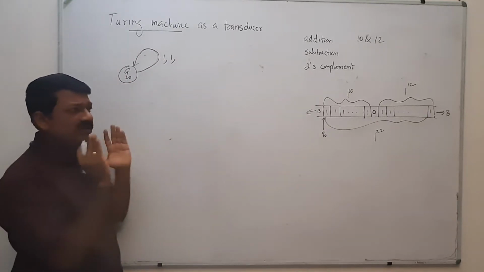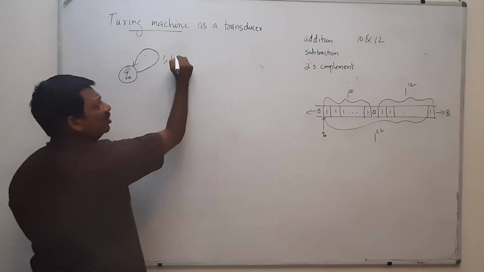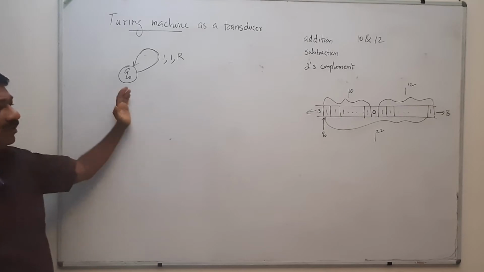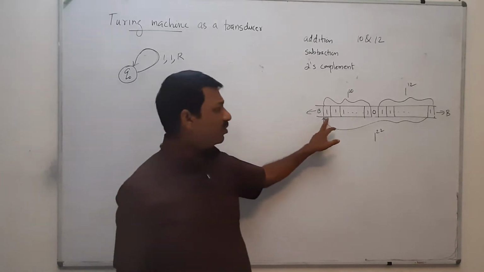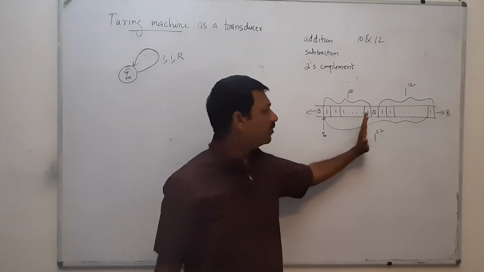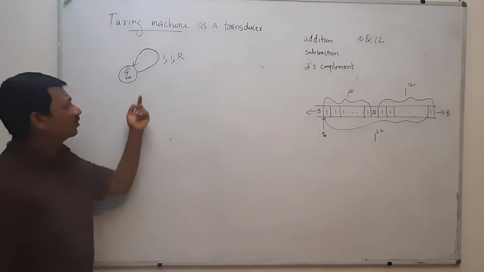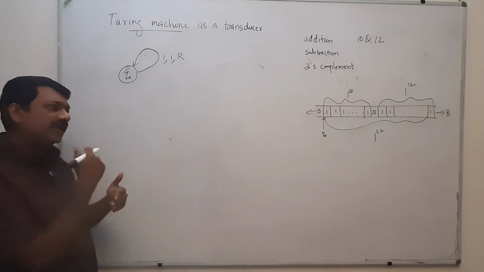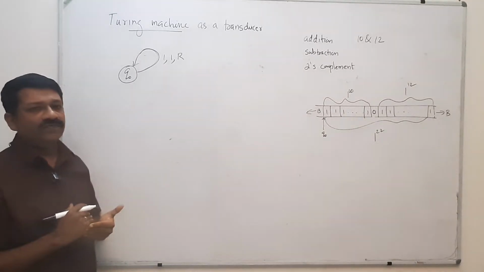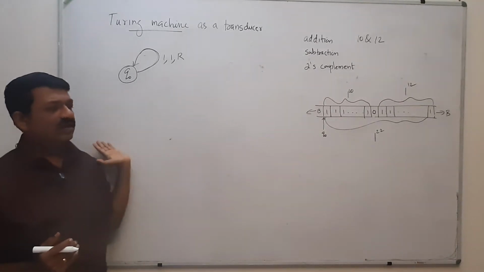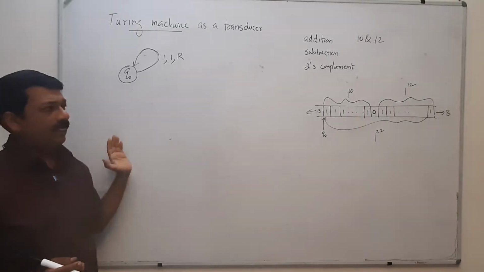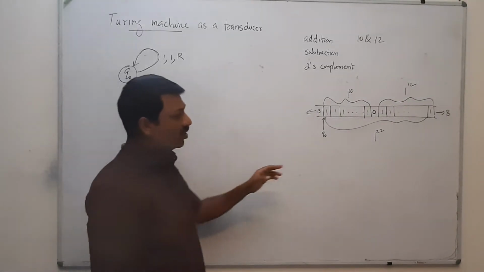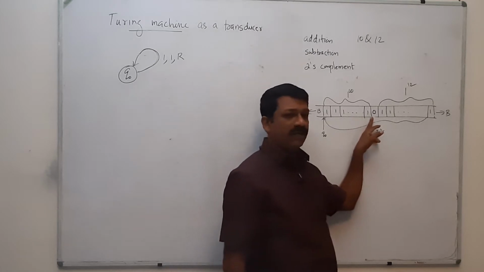That means you are keeping that 1 as such, and you are moving right. Upon encountering all the ones, you are going to skip all the ones until that 0. That means 1 1 right means you are staying in the same state Q0, and you are moving right. Okay, so next one is, upon encountering 0, what will happen?